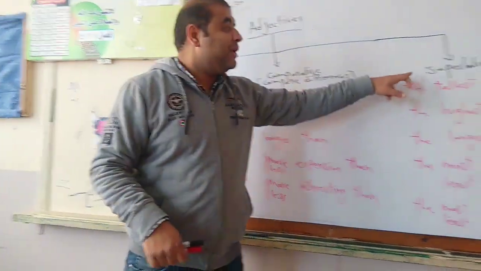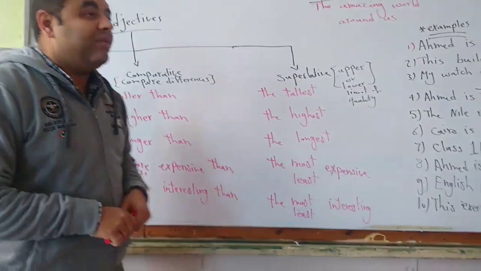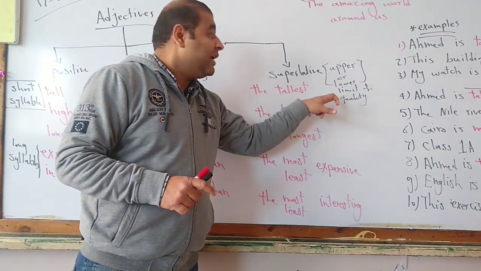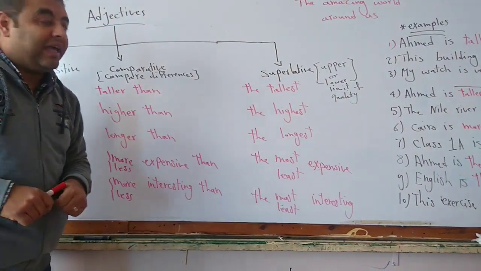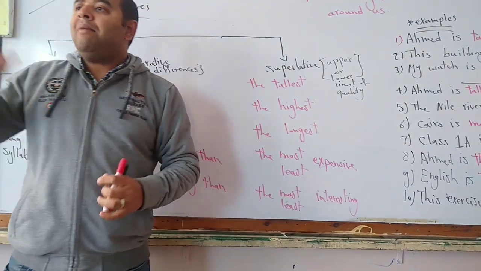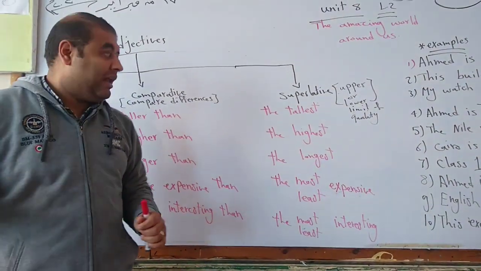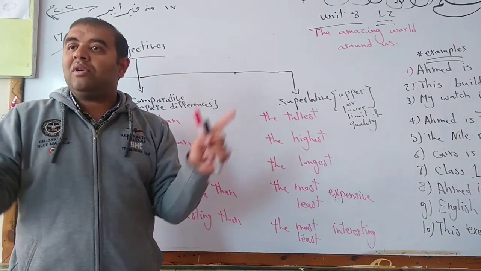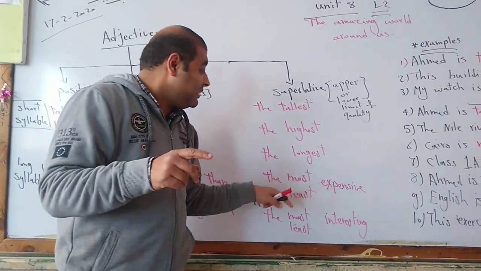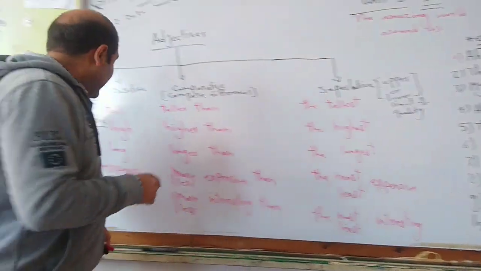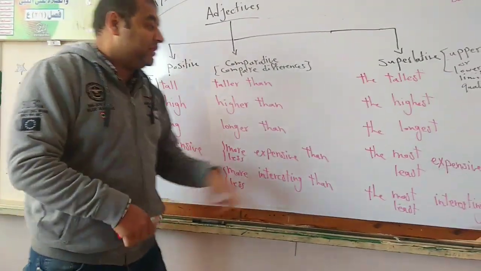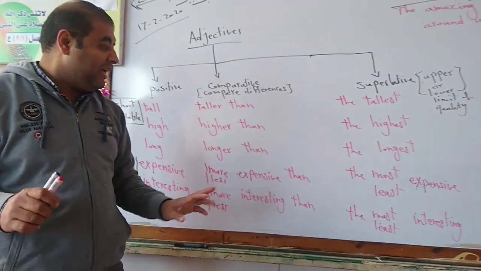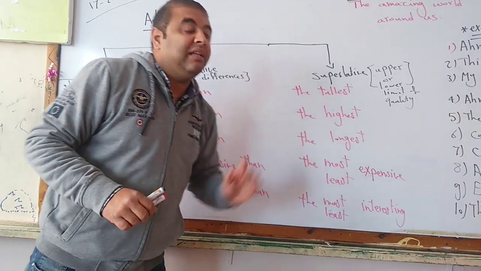What about superlative adjectives? In this kind of adjectives, we say that this object is the upper or lower limit of quality. Okay, like what? The tallest. Ahmed is the tallest one in our class. The highest. This building is the highest in our city. The most expensive and the least expensive. The long syllable adjectives, we put the most or the least before the adjectives. Don't add anything. Okay? The most interesting, the least interesting.